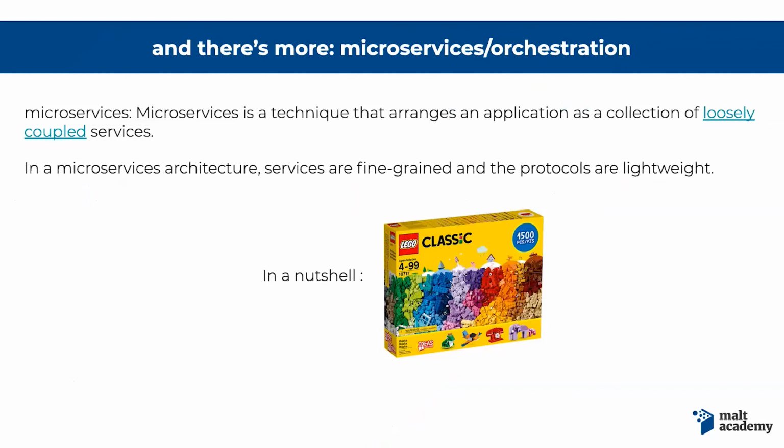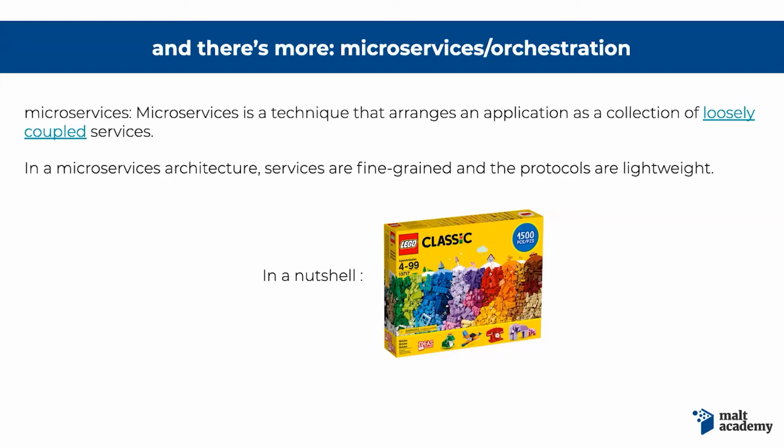Microservices, orchestration. So Wikipedia says a microservice is a technique that arranges an application as a collection of loosely coupled services. In a microservices architecture, services are fine-grained and the protocols are lightweight. In a nutshell, building blocks. We were all kids, and probably most of us played with Legos and other building block tools. That's what those microservices are. Building blocks connected all together to, let's say, answer a purpose.